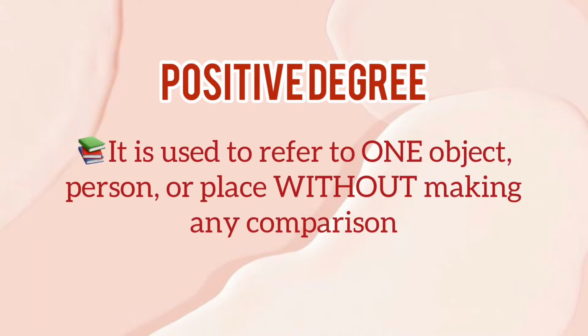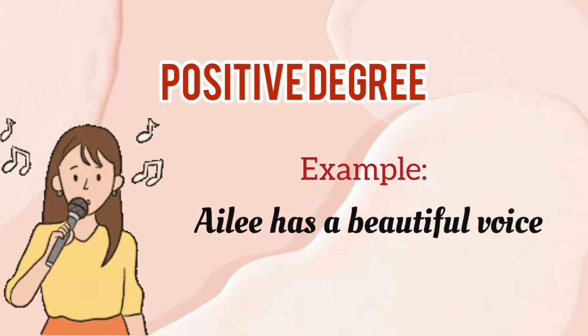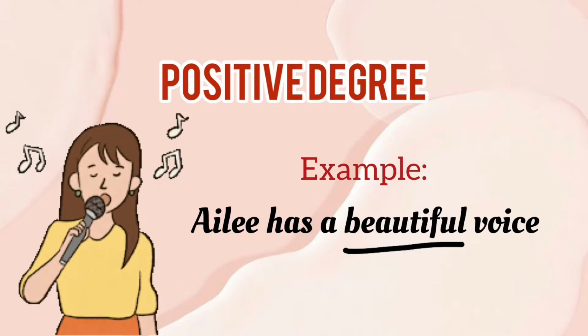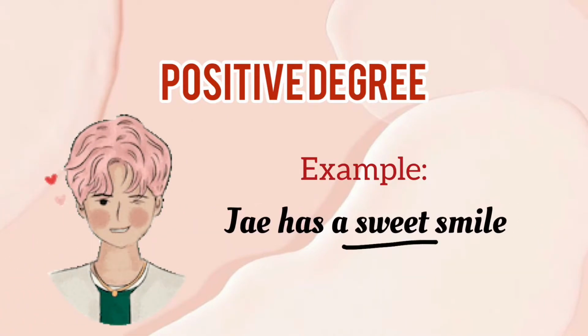Firstly is the positive degree. Positive degree is used to refer to one object, person, or place without making any comparison. For example, Ali has a beautiful voice. Jay has a sweet smile.